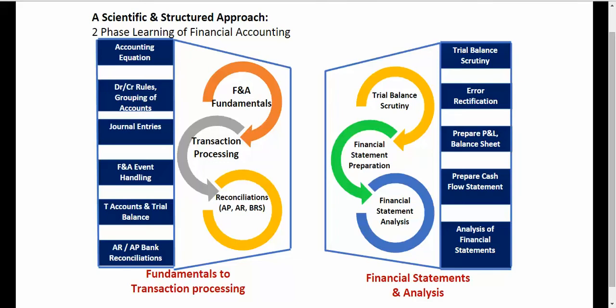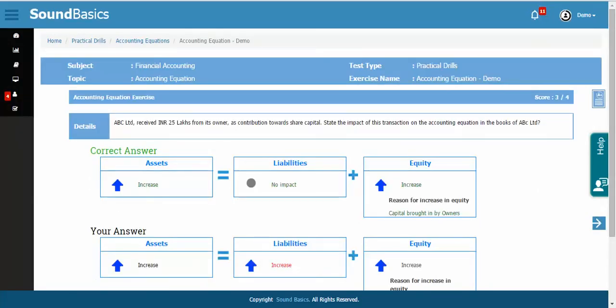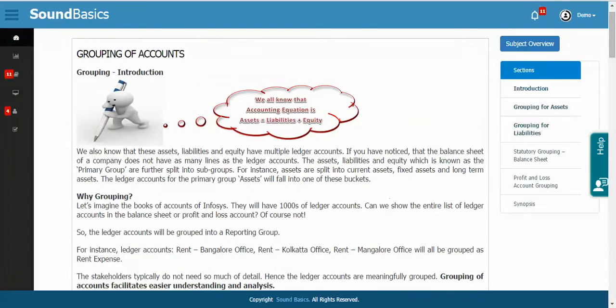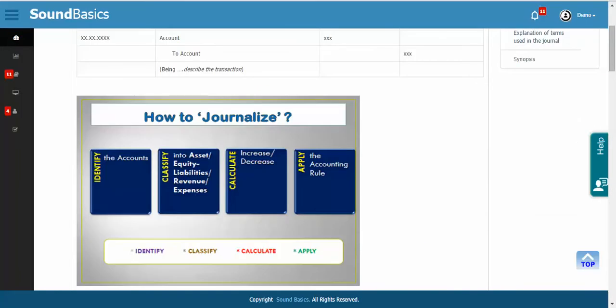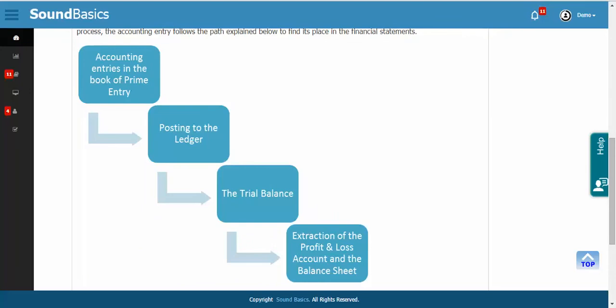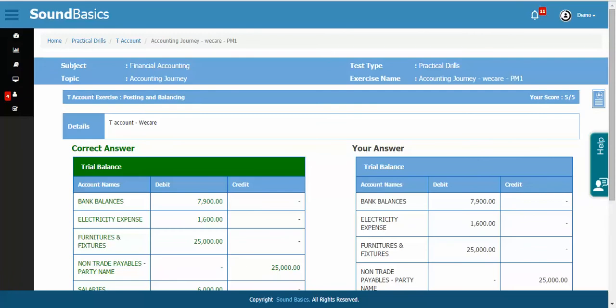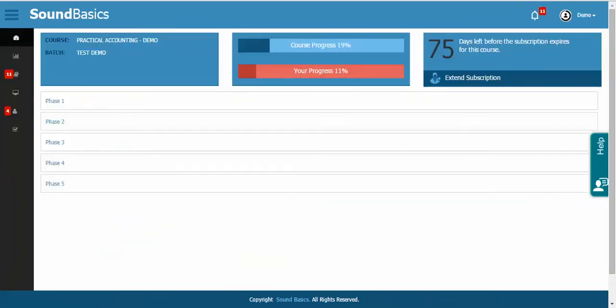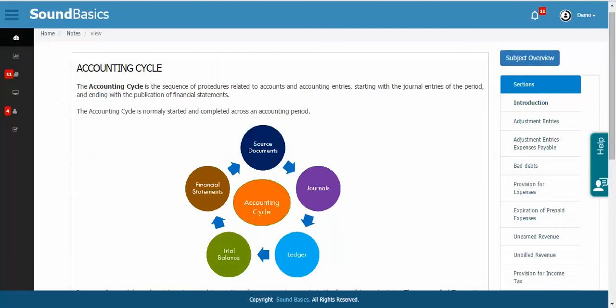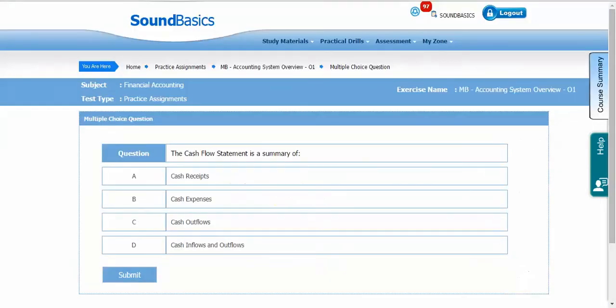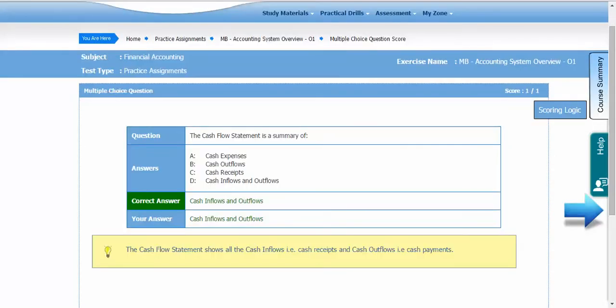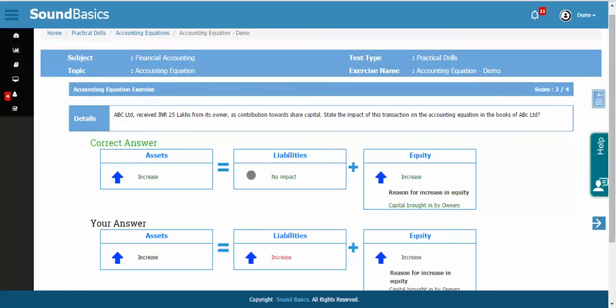Phase 1 commences with understanding the fundamentals like the accounting equation, the rules of debit and credit, grouping of accounts, accounting entries, and then moves on to cover the entire accounting journey of a financial transaction, from a voucher to the trial balance. Each topic is first introduced to the student through simple, easy to understand study material, lecture videos, and online objective quizzes. The student is thereafter exposed to a uniquely conceived exercise for each topic in the SoundBasics software, taking him through some interesting simulations.